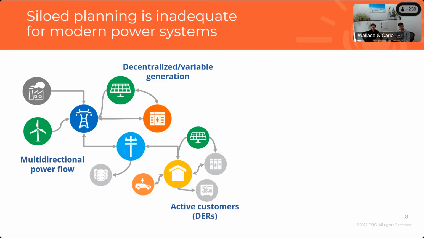Now, what's actually changing out of this unidirectional siloed planning process that worked really well is that in modern power systems, there is a whole lot of different and interesting and new things going on. So we're having multi-directional power flow, particularly on distribution systems where you have many, many more assets who are responding to different types of signals.